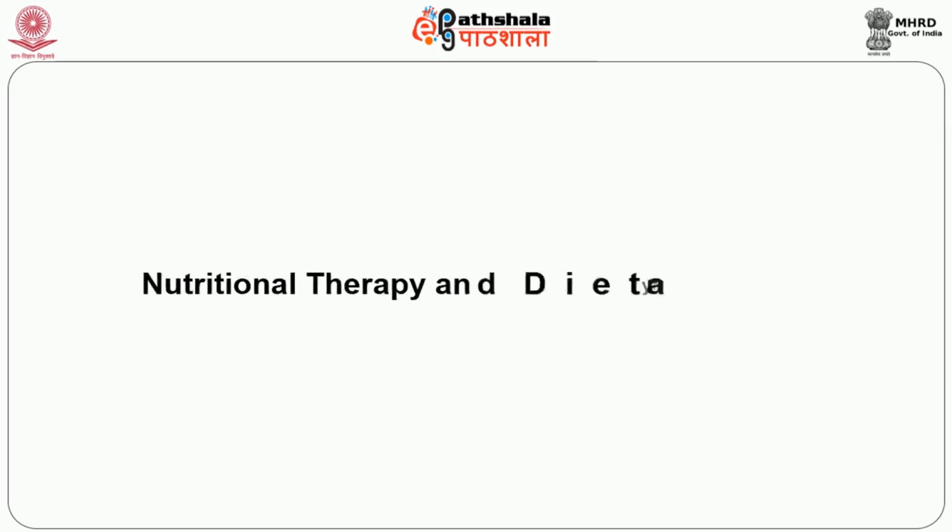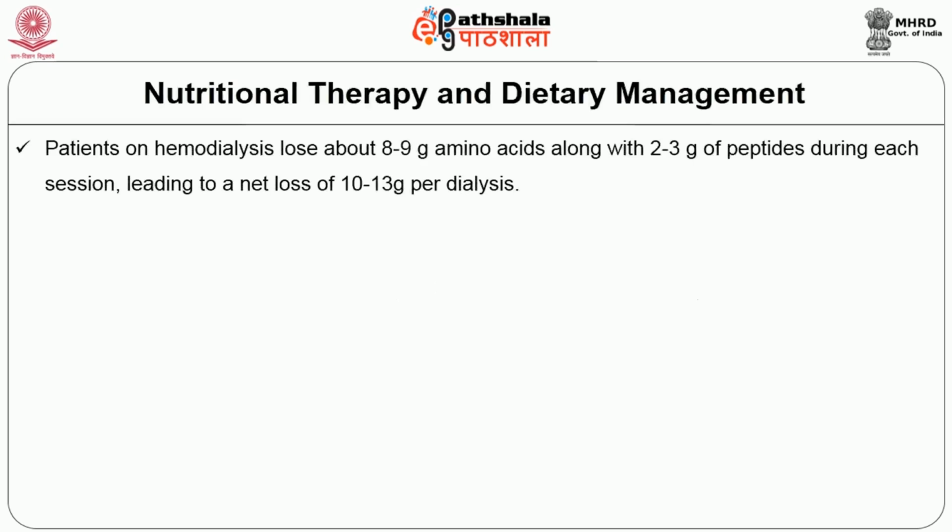However, there are some limitations for dialysis. Now, let's move on to the nutritional therapy and dietary management of dialysis. Patients on hemodialysis lose about 8 to 9 grams of amino acids along with 2 to 3 grams of peptides during each session, leading to a net loss of 10 to 13 grams per dialysis.